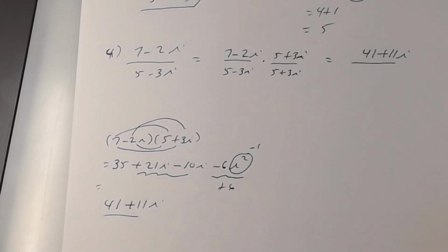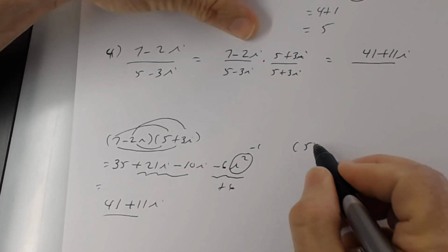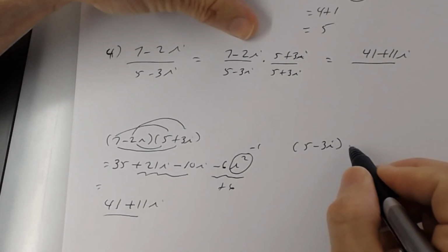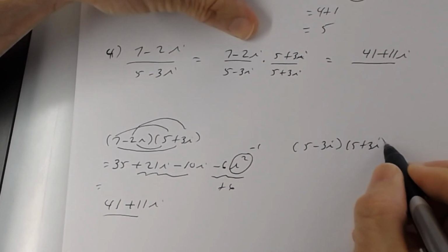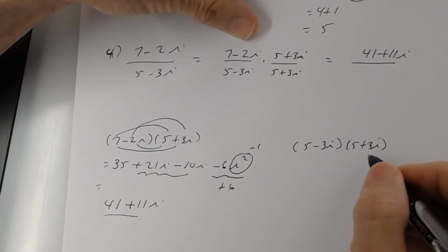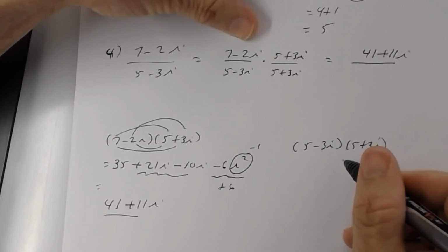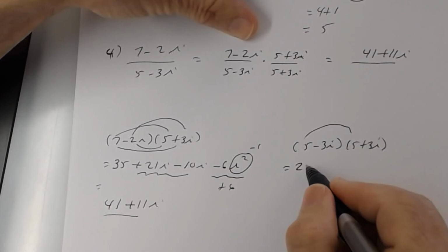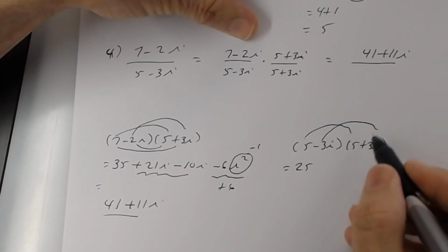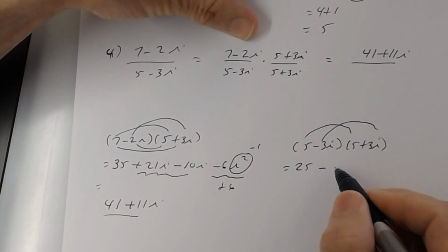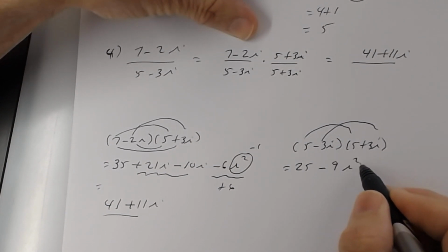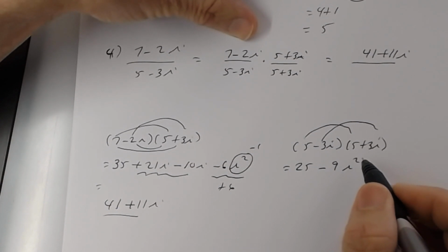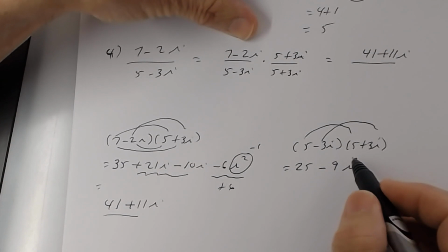All right. The denominator, I have 5 minus 3i times 5 plus 3i. Those are conjugates, right? So it's going to happen with the outer and the inner. So I'm not even going to write it. What's the first? 25. What's the last? Nope. 3 times 3. 9. 9i squared. And remember, what else must you remember? i squared is negative 1.